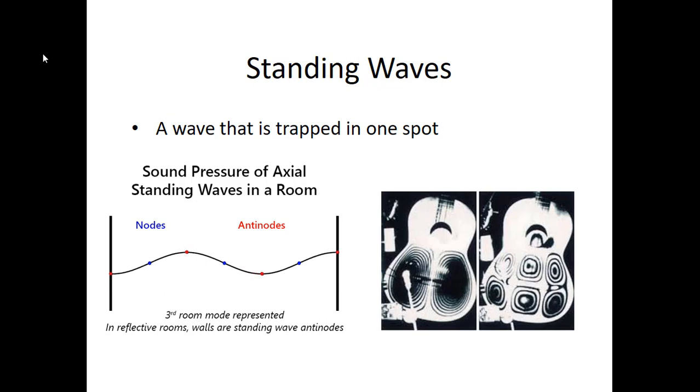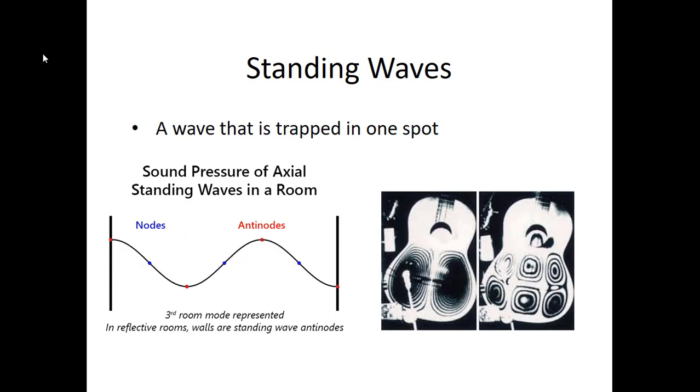Standing waves are easy to create, right? If you take two people on a rope and one person holds the end of the rope and the other person jostles the rope up and down, creating a transverse wave, you can create a standing wave on that rope. Standing waves are characterized by two things, nodes and antinodes.